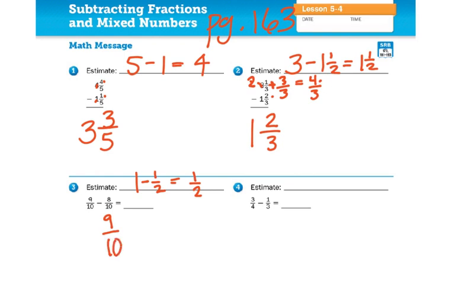9/10 minus 8/10. The denominators are the same, so all I have to do is subtract my numerators to get 1/10. Yeah, that's pretty close to 0, isn't it? Number 4, 3/4 is close to 1.